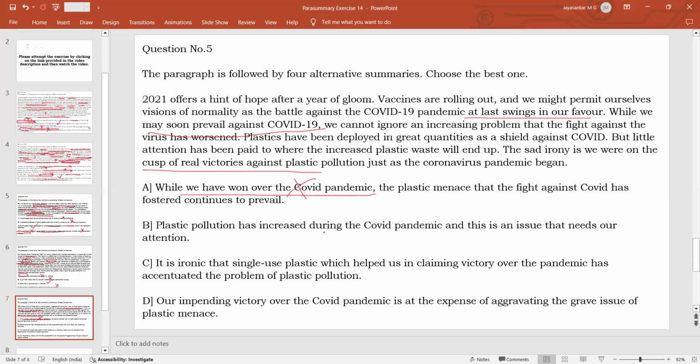Option B: plastic pollution has increased during the COVID pandemic, and this is an issue that needs our attention. Good statement. No issues in that. Keep it in your mind.